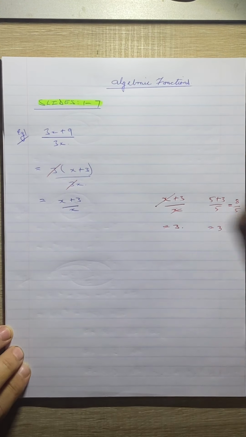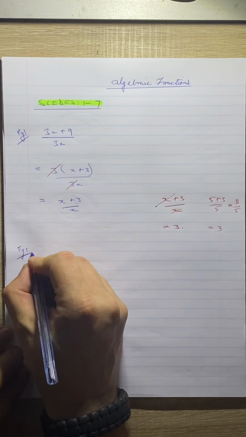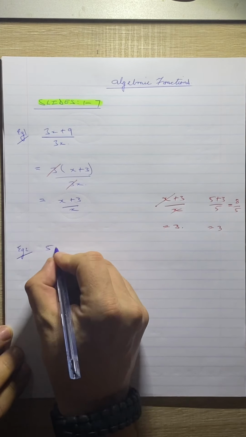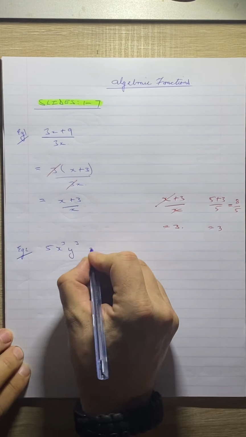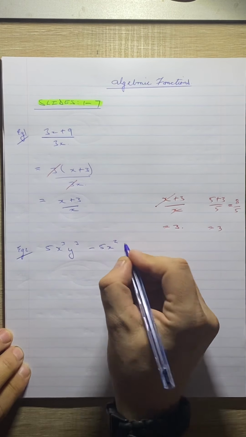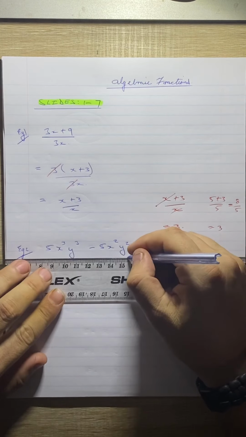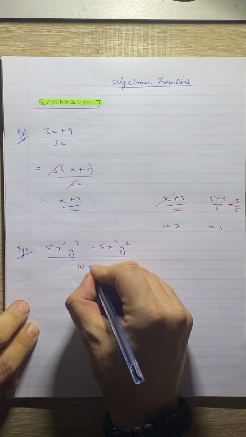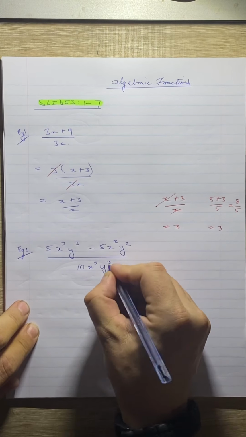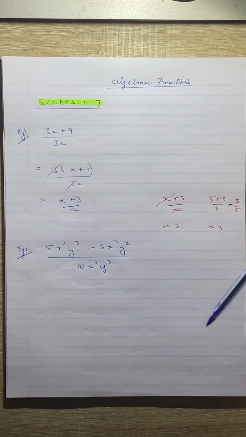Okay, so if we go into example 2, we've got 5x cubed y cubed minus 5x squared y squared all over 10x cubed y cubed. Okay, so again, I'm going to treat numerator and denominator separately.